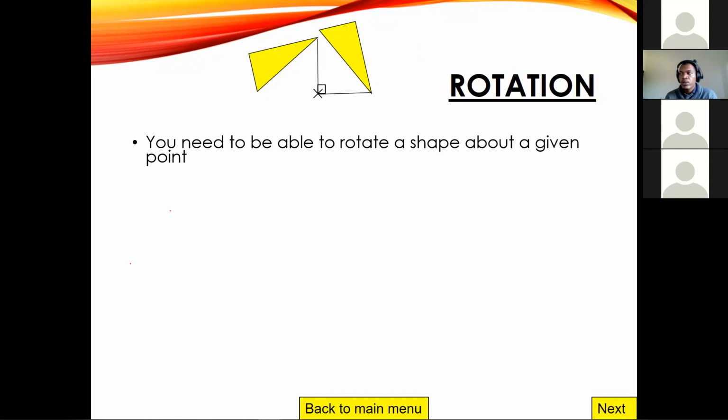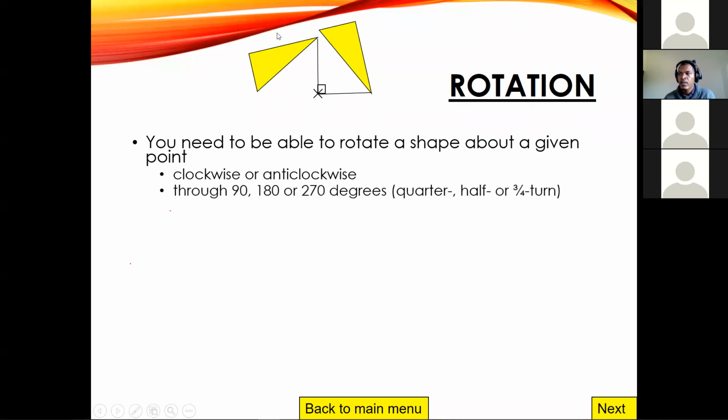You need to be able to rotate the shape about a given point, all right? Normally, the title here and the image here already tell you how we should be able to do it. We have 2 forms of rotations. We can either go clockwise or we can go anti-clockwise. Clockwise is in this direction, anti-clockwise is in the other direction.